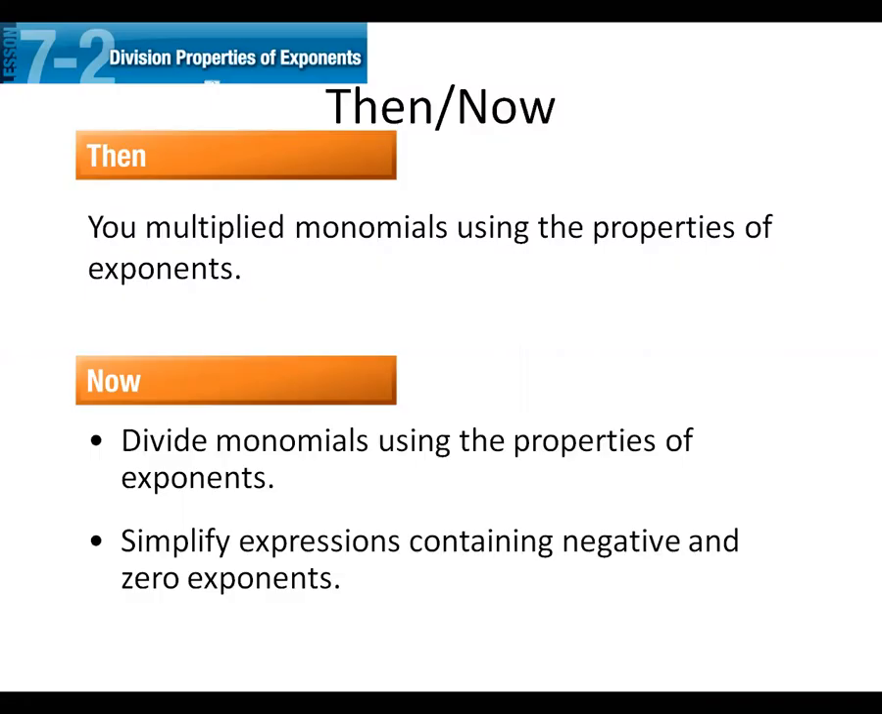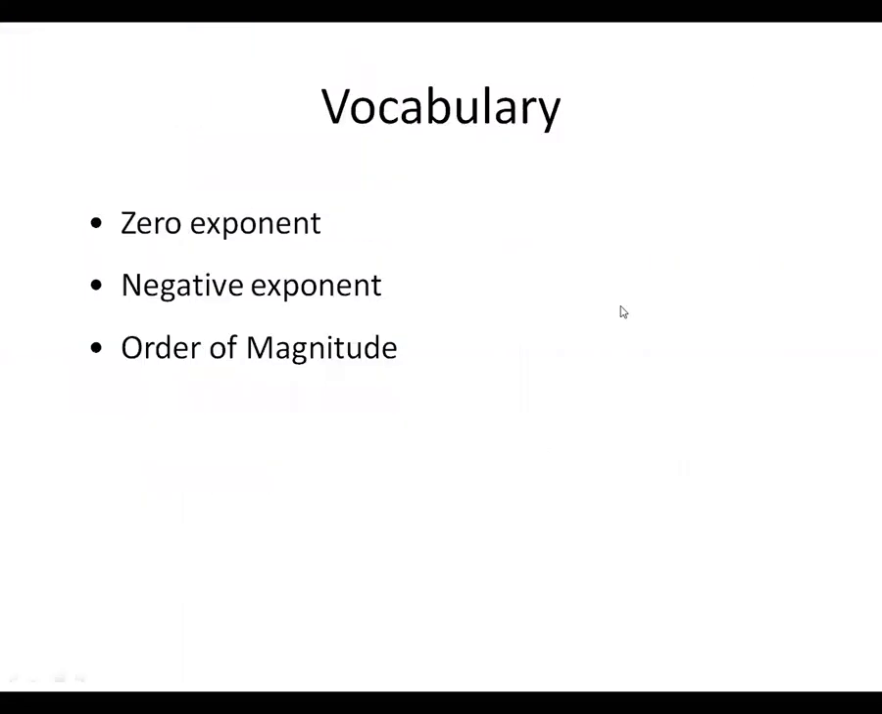What happens if your exponent ends up being zero or negative? We're going to talk about that. So the vocabulary that we're going to discuss is zero exponent, negative exponent, and then order of magnitude at the end.